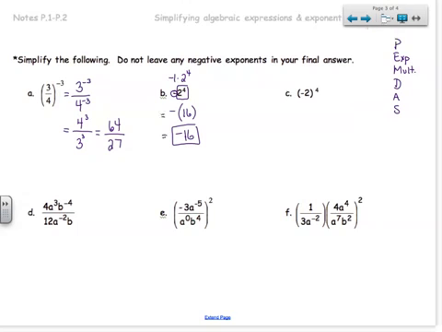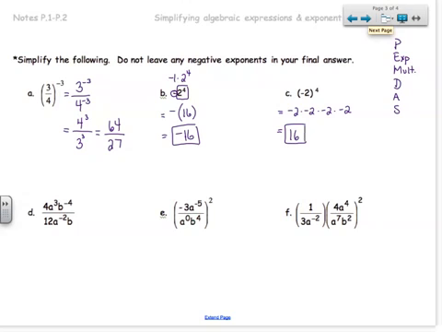Now the difference between B and C is if you look at C, the negative 2 is in parentheses, which means you're taking that whole amount of negative 2 and raising it to the 4th. So we're really taking negative 2 times negative 2 times negative 2 times negative 2. And because we have an even amount of negatives that we're multiplying, it's going to come out positive. So this actually comes out to positive 16.